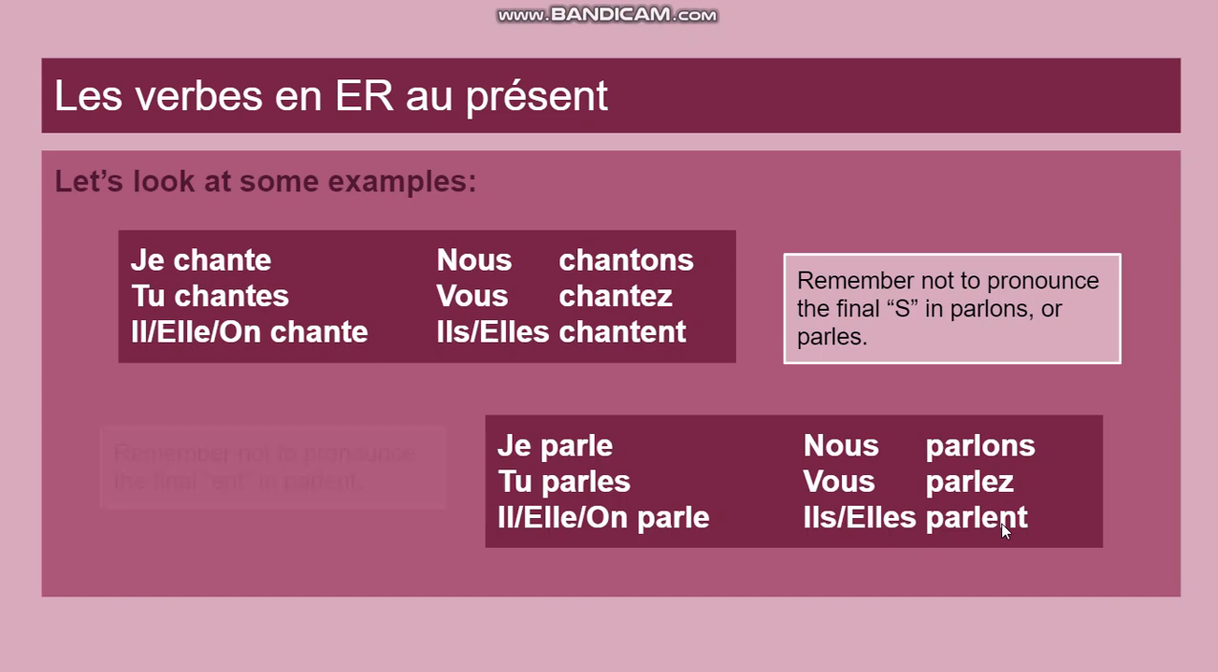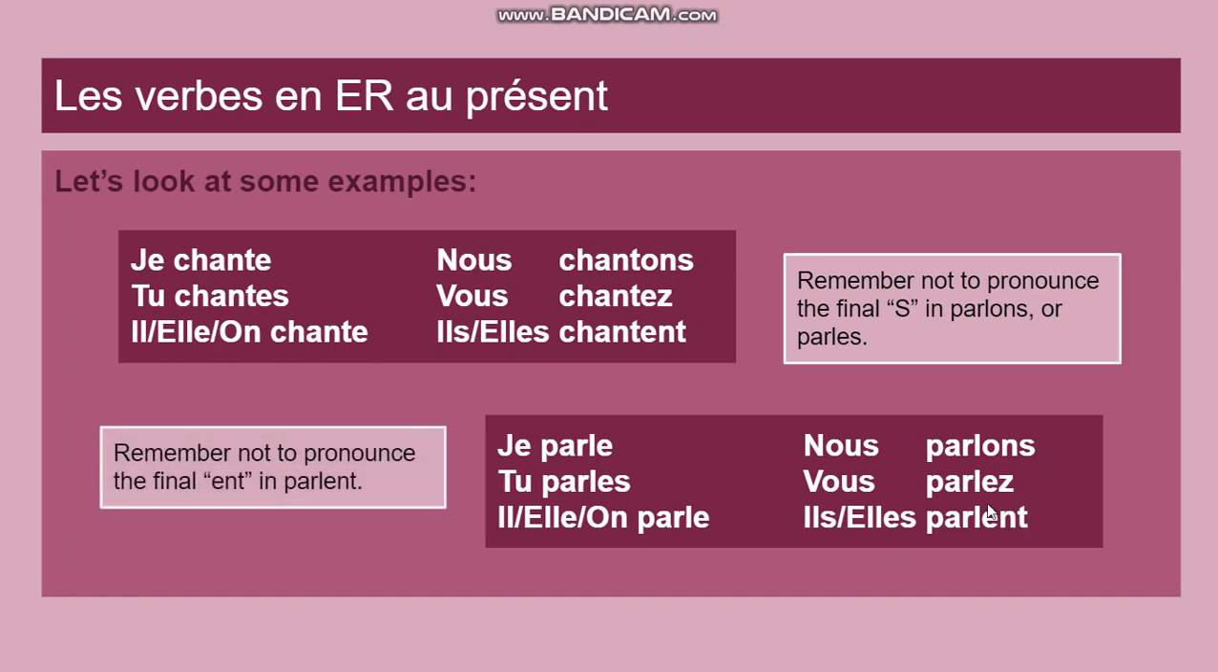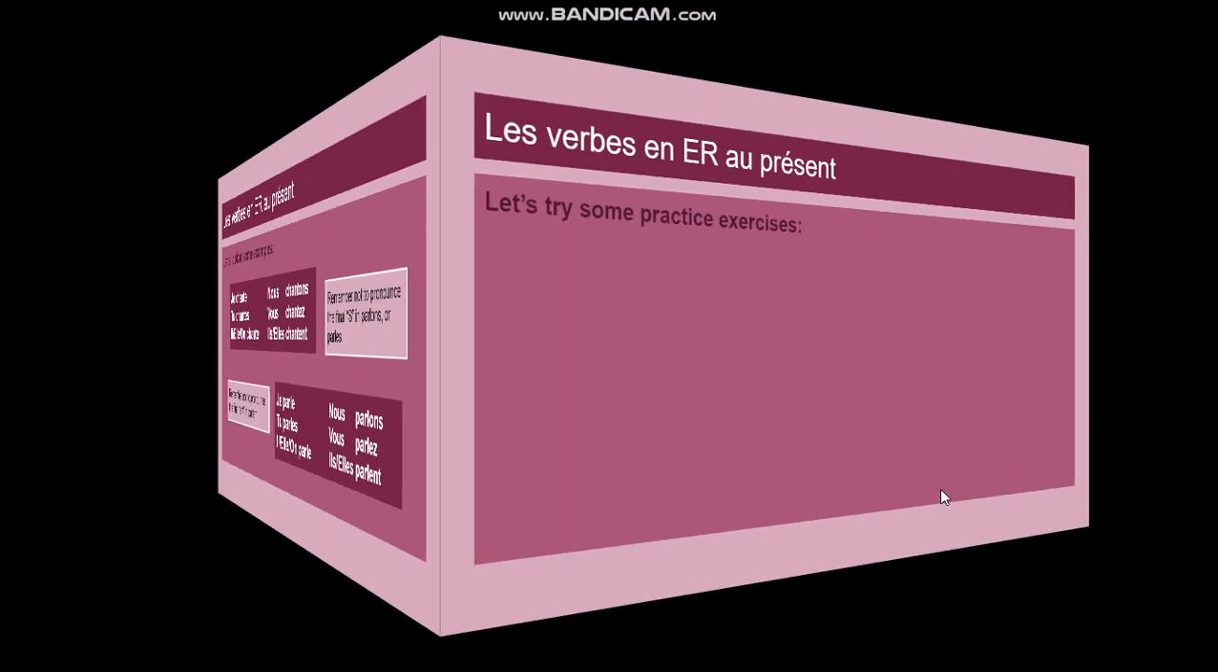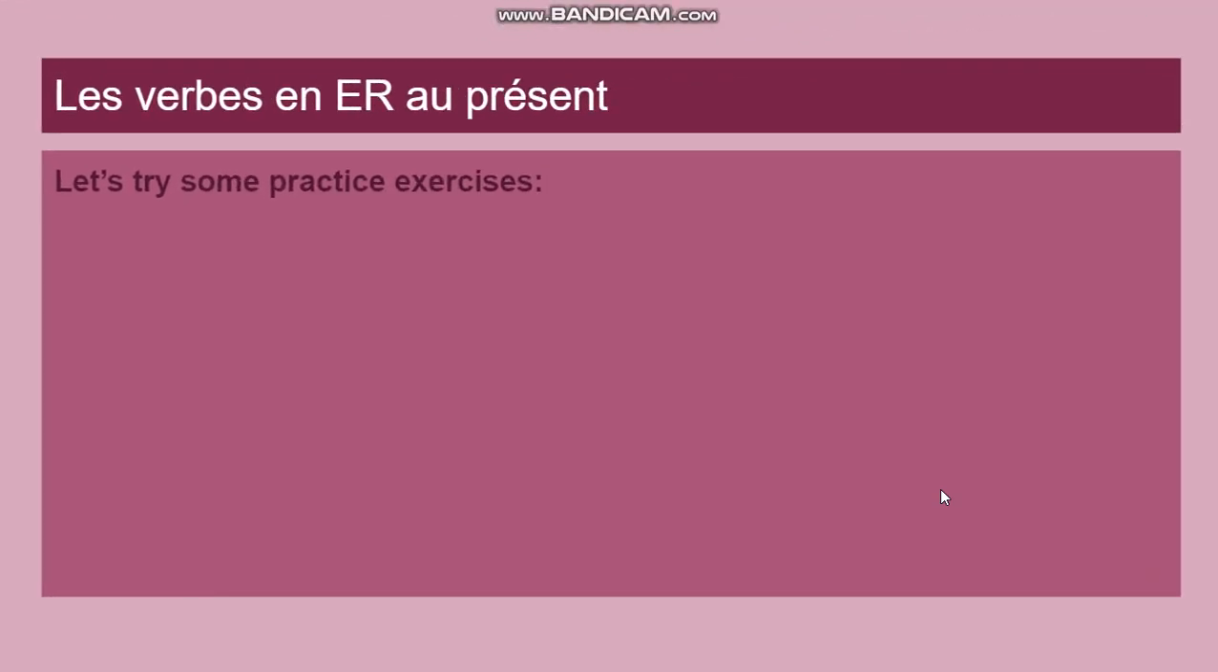Notice that we do not pronounce the ENT in parlent. So these three conjugations, or four, they sound the same. So parle, parles, parle, and parlent. The only ones that sound different are parlons and parlez. All right, let's try some practice exercises.